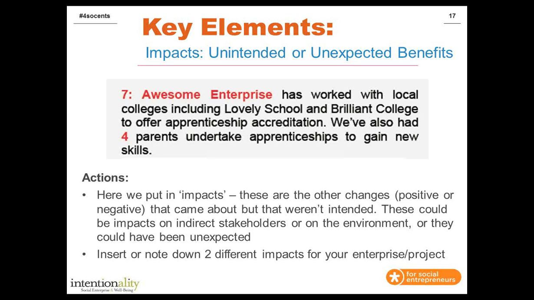In short, these are often the unintended or perhaps unexpected benefits, and sometimes for a wider range of people than your direct beneficiaries. We see in our fictional example, point number 7 of the 10 points, that in this case, our imaginary awesome enterprise not only has delivered apprenticeships and training to young people, but in this case, there's a wider impact of, in working with a local college, 4 parents have also undertaken apprenticeships to gain new skills.